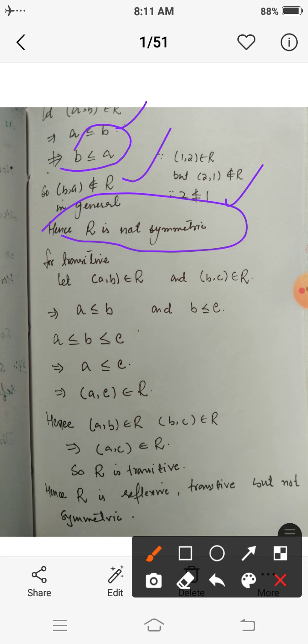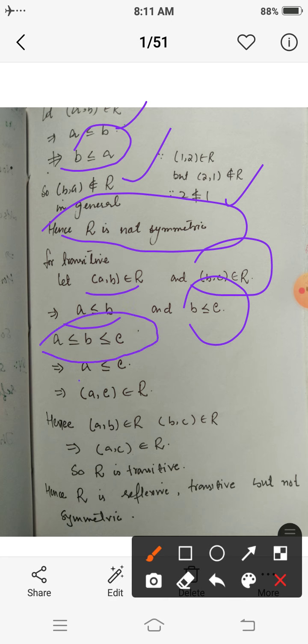Now for transitivity, if we have elements (a, b) which belongs to R and (b, c) which belongs to R, then (a, b) belongs to R implies that a is less than or equal to b, and b is less than or equal to c. Now we combine these two statements as a less than or equal to b less than or equal to c, which implies that a is less than or equal to c, hence (a, c) belongs to R. So (a, b) belongs to R, (b, c) belongs to R implies that (a, c) belongs to R. Hence by the definition of transitive relation, we can say that this R on the set of real numbers is transitive also. Hence this relation is reflexive, transitive but not symmetric. So thank you.